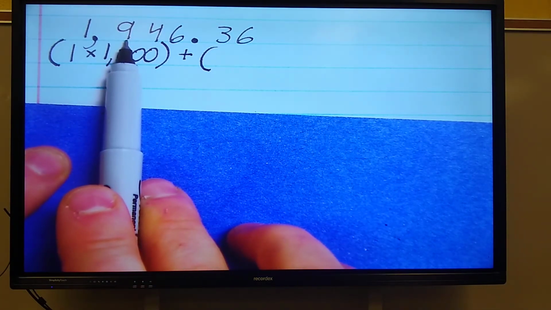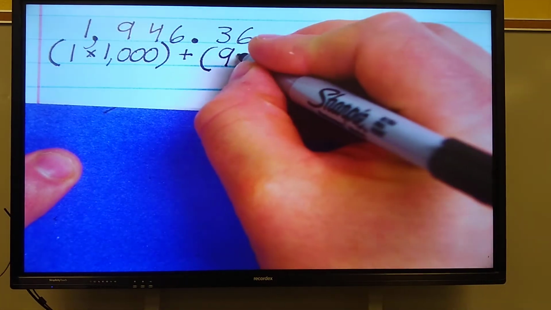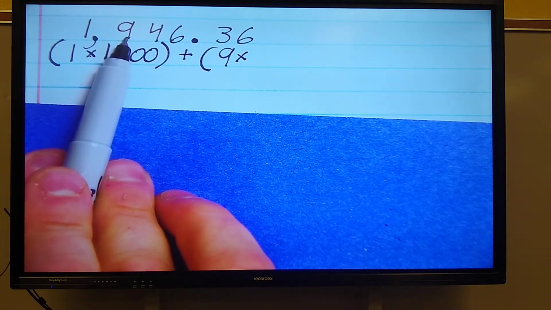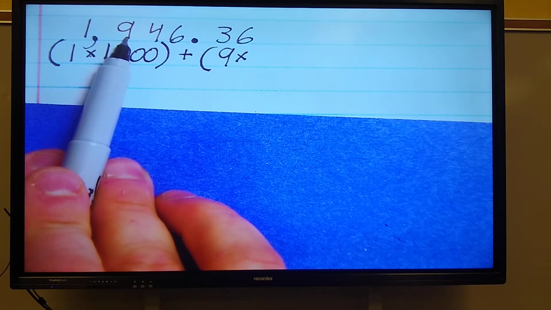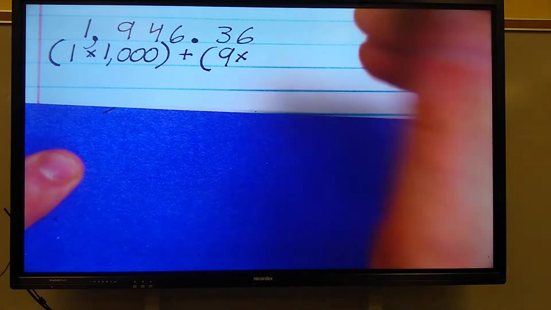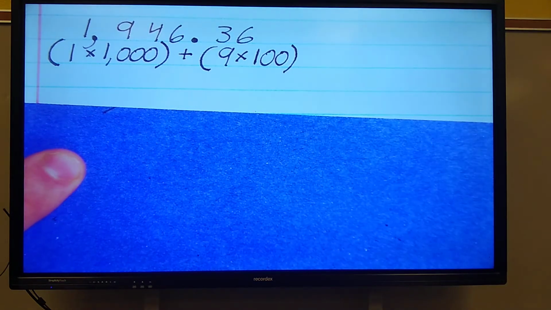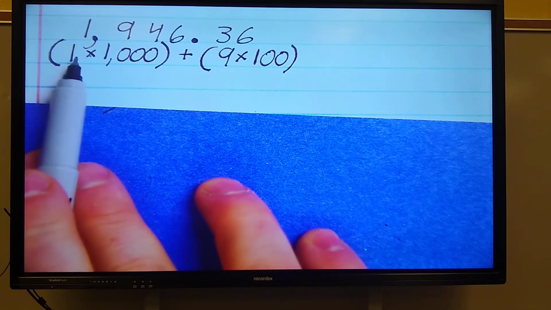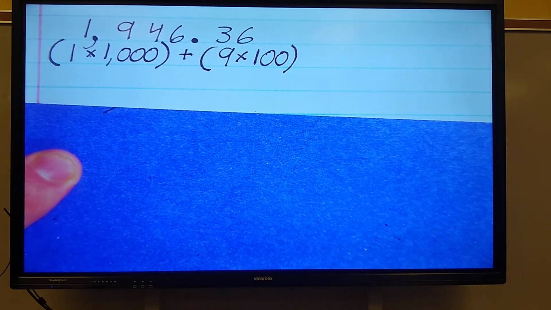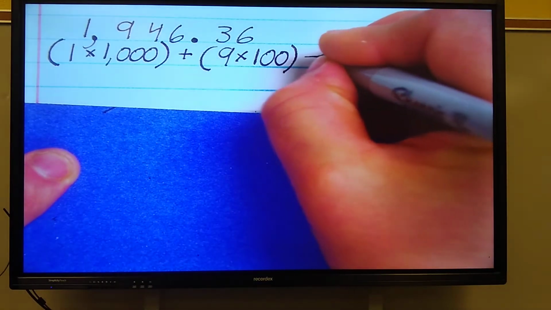Now you go to the digit 9. So you write down 9. Then a multiplication symbol. 9 is in the hundreds place. The value is 900, but it's in the hundreds place, so this is going to be 9 times 100. 9 is in the hundreds place, so 9 times 100. 9 times 100 equals the value, 900. Then you do a plus sign.